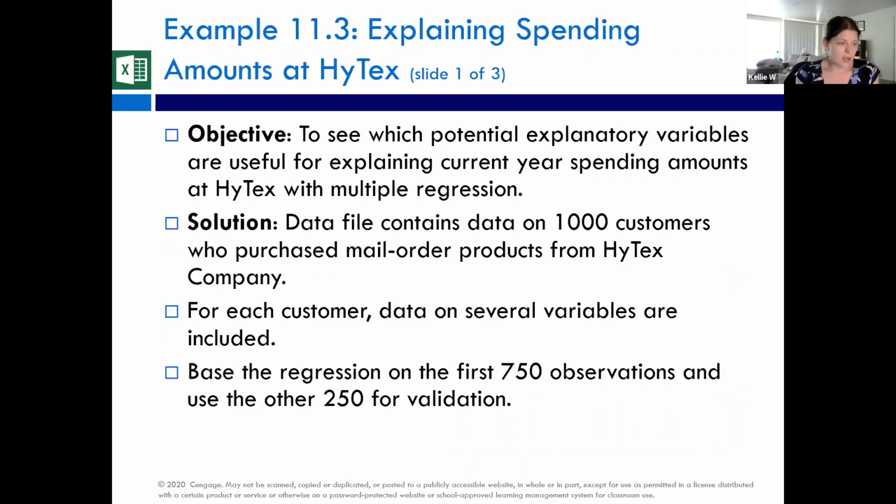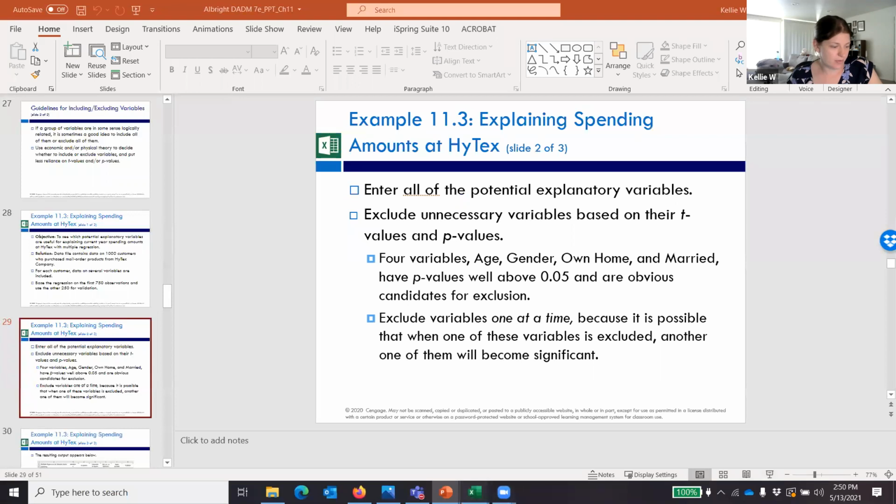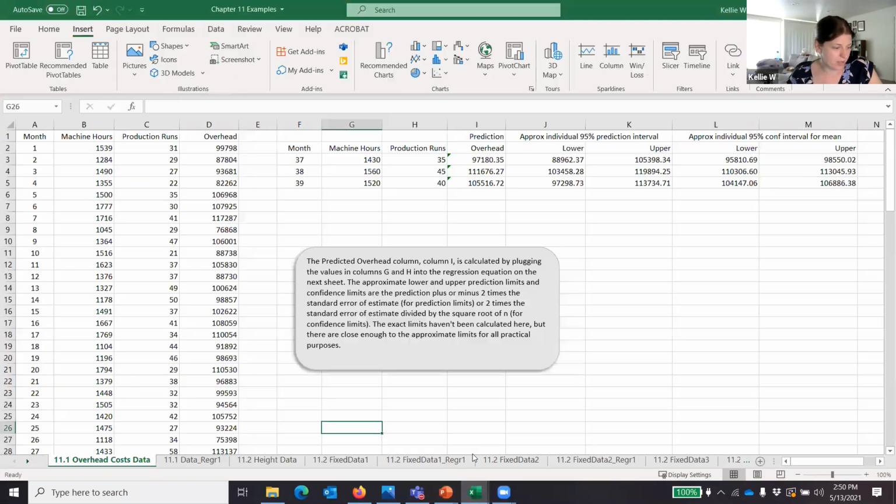Okay, so let's try to figure this out based on some data. We have some training data and then some validation data. And we're going to start with all of the potential explanatory variables and then exclude based on their t and p values.